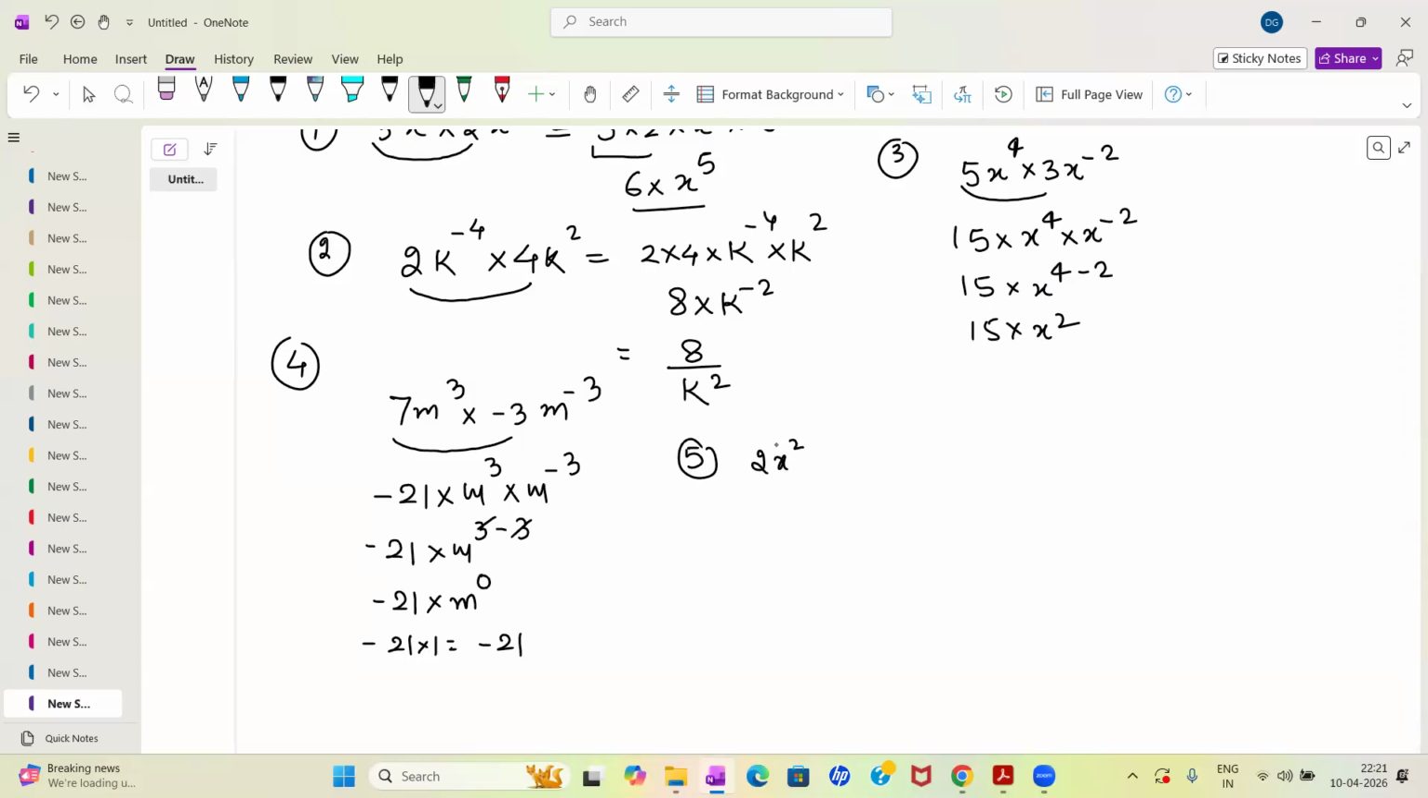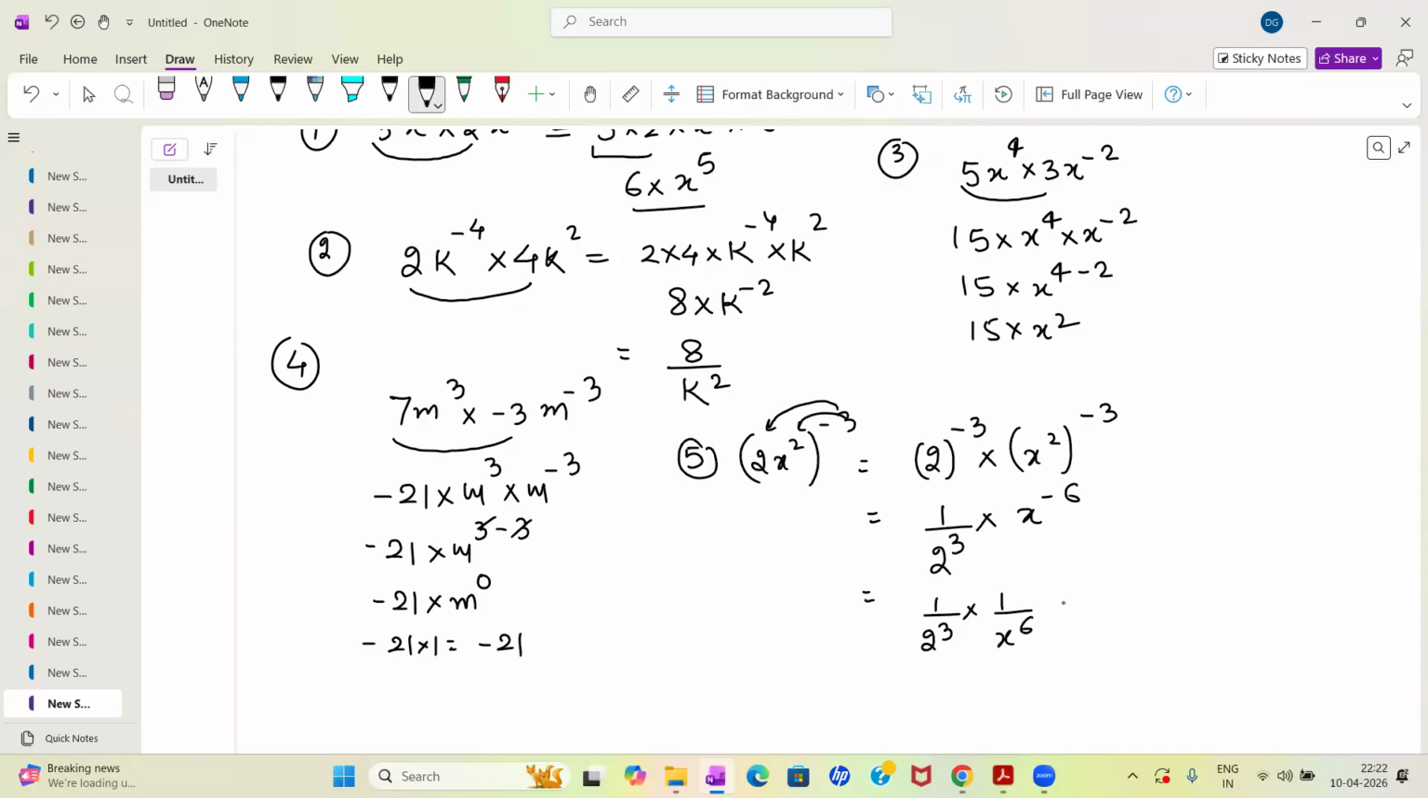2x square to the whole power minus 3. If there is a power with the bracket, then this power will be of 2 also and the x square also. So we can write it 2 to the power minus 3 into x square to the whole power minus 3. And 2 to the power minus 3 can be written like 1 upon 2 to the power 3, and it is x to the power minus 6. And again, we can write it 1 by 2 to the power 3 into 1 upon x to the power 6. So the final answer is 1 upon 2 to the power 3 and x to the power 6.